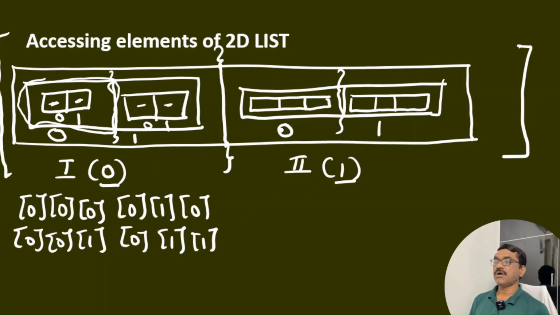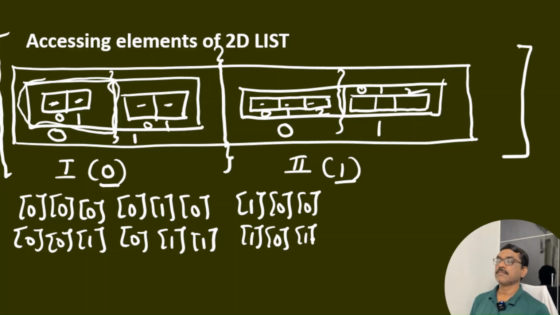Similarly, for the second part, how to access these three values? You know, the index is 0, the index is 1, the index is 2. Here also the index is 0 and 1 and 2. Now, how to access these elements? This element can be represented by 1 of 0 of 0. And this second element is accessed by 1 of 0 of 1. And the third element is denoted by 1 of 0 of 2.